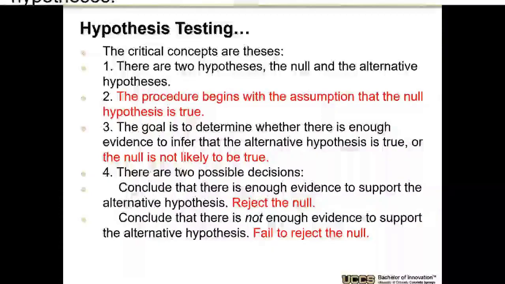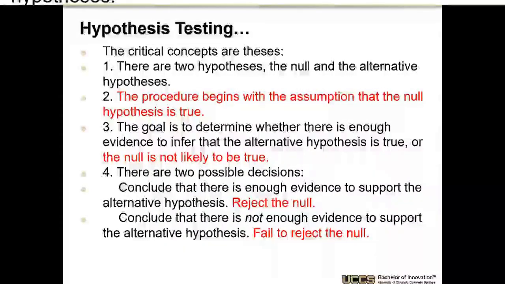So we're going to assume the null hypothesis is true. The goal is to determine whether there's enough evidence to infer that the alternative hypothesis is true or the null hypothesis is not likely to be true. This is actually all we can decide, okay? And one of the problems we'll see is that a lot of people end up making a false dichotomy. They write down a null assumption, and they say the alternative assumption is something that actually isn't the opposite. And then you get into all kinds of problems. We'll see an example in a bit.